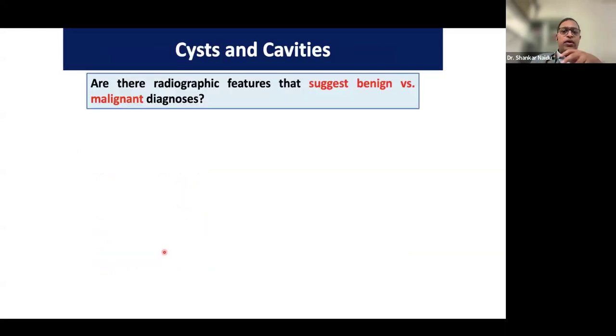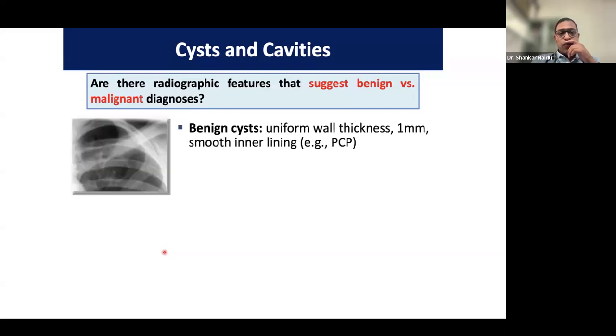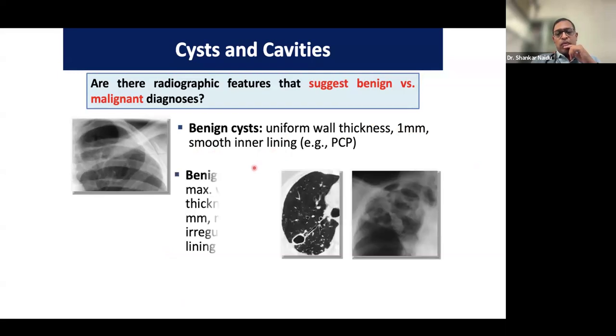Are there any radiographic features that suggest benign versus malignant diagnosis when we see cavities? There are some soft points. These are not actually absolutely correct in all the patients. So benign cysts usually will have a uniform wall thickness, and they usually have a thinner cavity wall and smooth inner lining. But benign cavities sometimes, as you can see here, have a thicker wall. However, the margins are usually uniform in benign cavities.